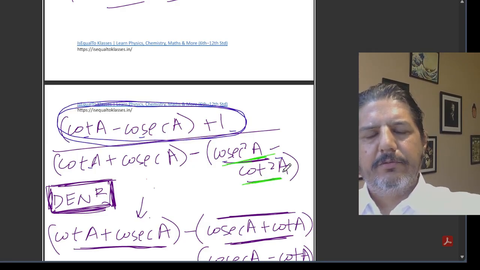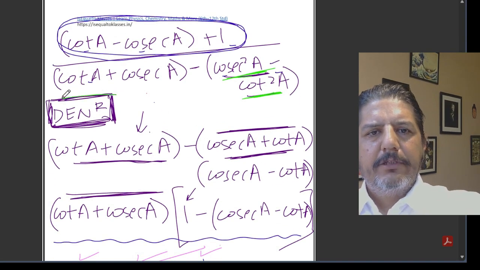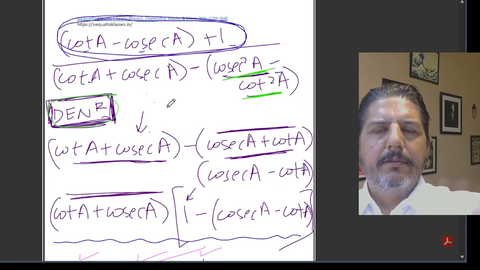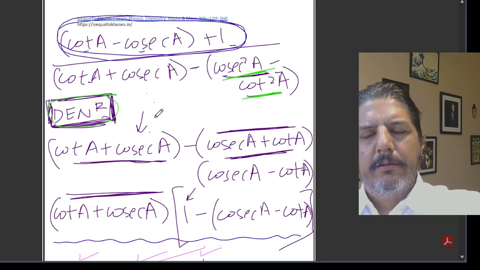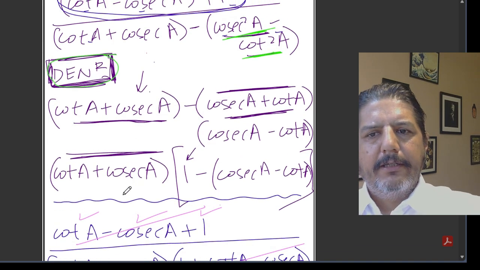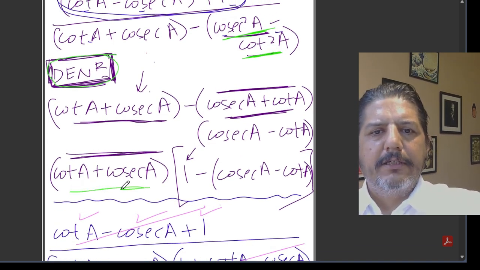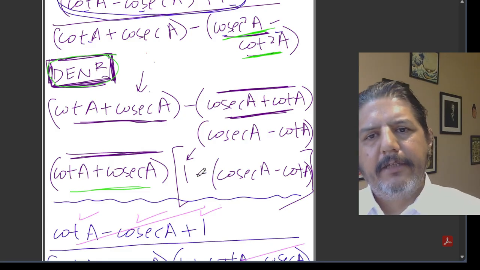Cosec square A minus cot square A. Again, I took the denominator. I did some algebraic manipulation, and what I did was I took the cot A plus cosec A out, and inside it was 1 minus cosec A minus cot A.